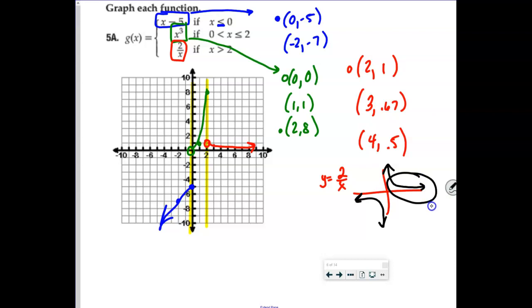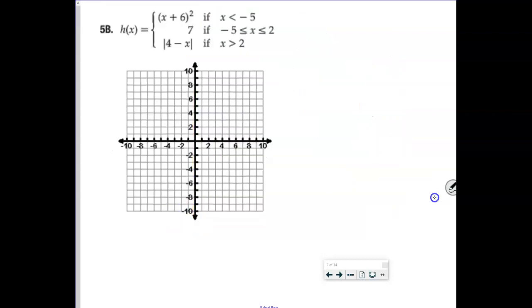Thus the name piecewise functions. Aren't they fun? Yeah, they're not bad. These are kind of as bad as they get for PreCalc. And what's the challenge here, guys? They're not lines anymore. If they were all lines, we'd be in Algebra 2 still. We got to step it up. We're PreCalc.